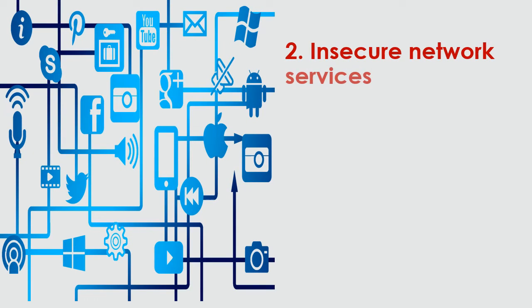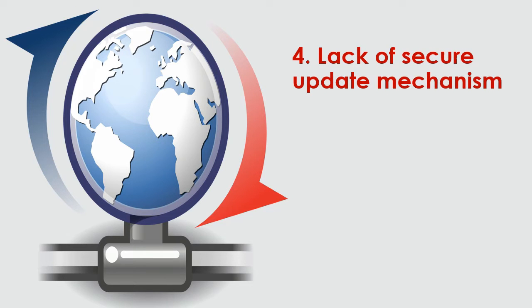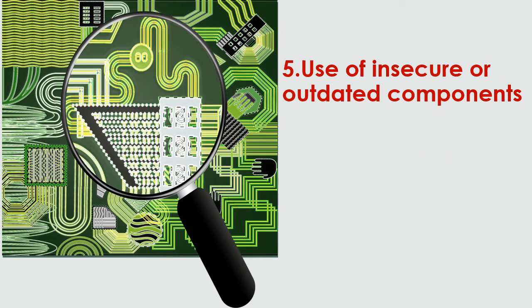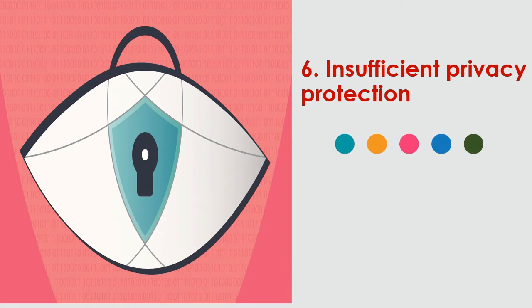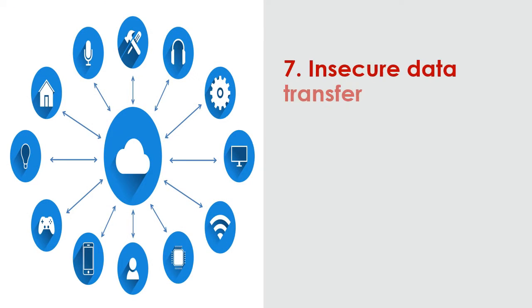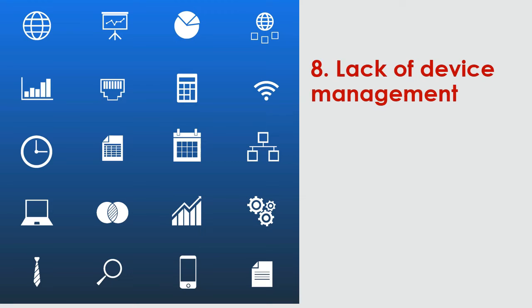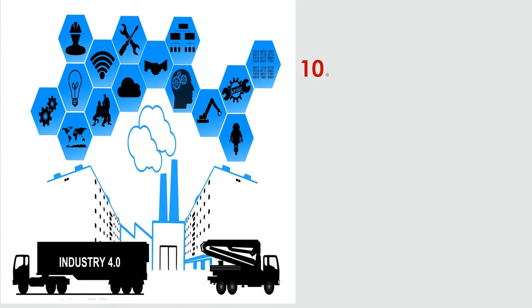Insecure network services. Insecure ecosystem interfaces. Lack of secure update mechanism. Use of insecure or outdated components. Insufficient privacy protection. Insecure data transfer and storage. Lack of device management. Insecure default settings. Lack of physical hardening.